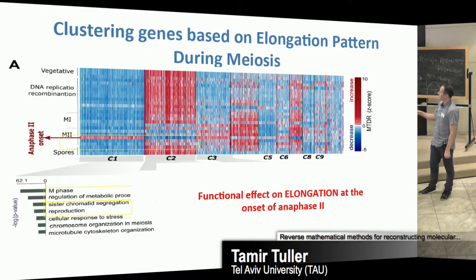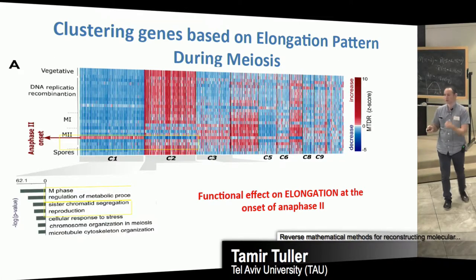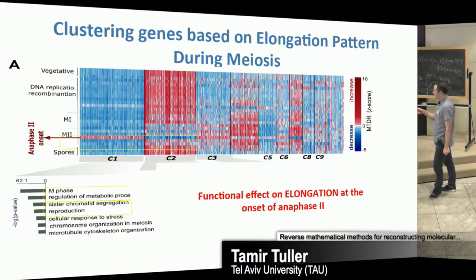The next discovery that we made: we looked at each gene. We have the estimation of the elongation rate at many points during the cell cycle, so we have a vector. Now we can cluster the genes to find clusters and see whether they are meaningful. Indeed, you see here a few clusters that we found, and each of them was significantly enriched with very relevant biological processes. This is one interesting cluster that I want to talk about.